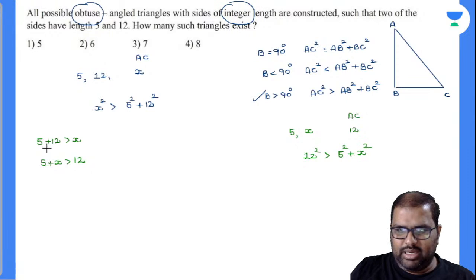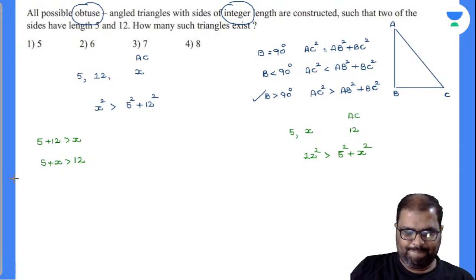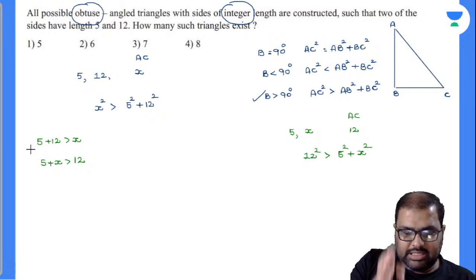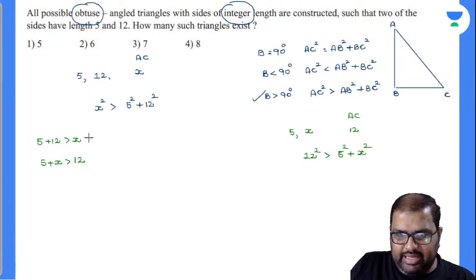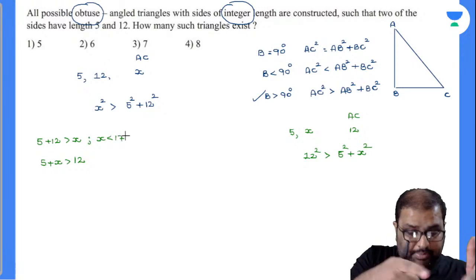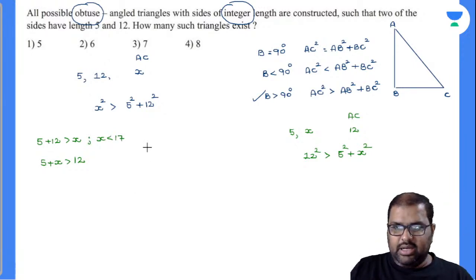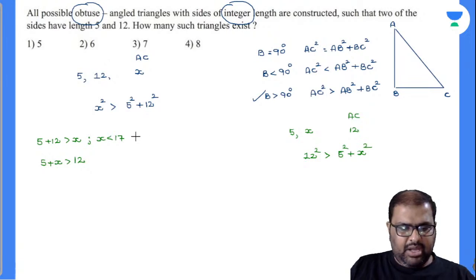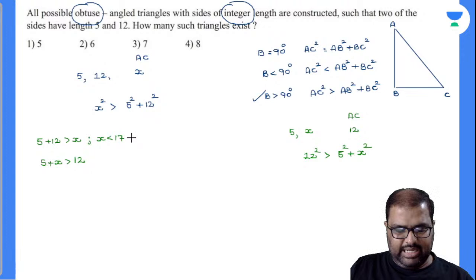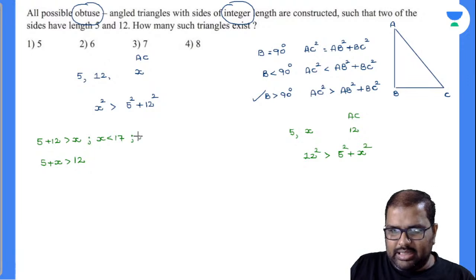Now see here, 5 plus 12 has to be greater than x. 5 plus 12 is how much? 17. 17 must be greater than x, meaning x has to be less than 17. So I have to take only up to x less than 17. So 5 square plus 12 square is how much? 144 plus 25, is it 169? Yes, perfectly. So this is 13. If I take 13, that will be equal to x. So my value has to be greater than 13. X has to be greater than 13 and less than 17. So I'll take these values.